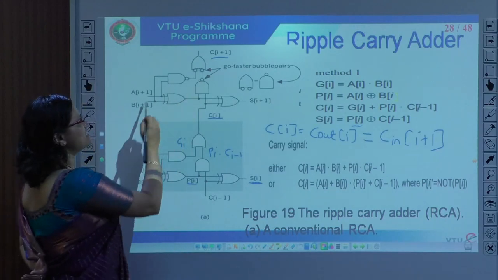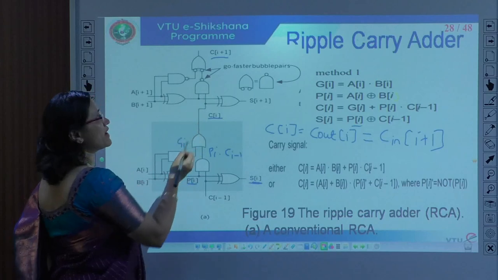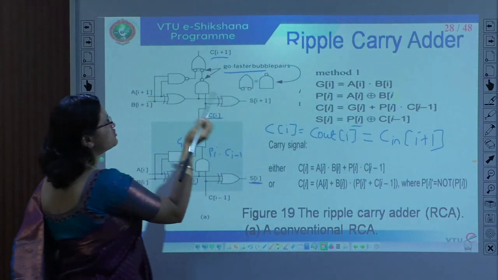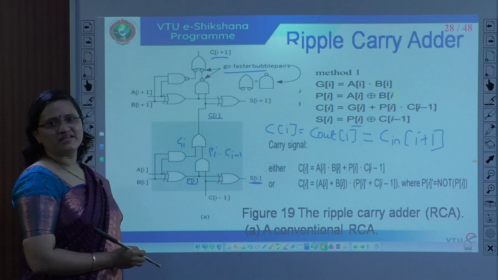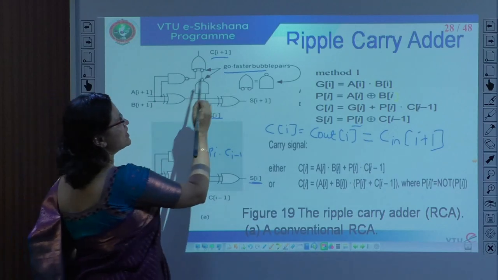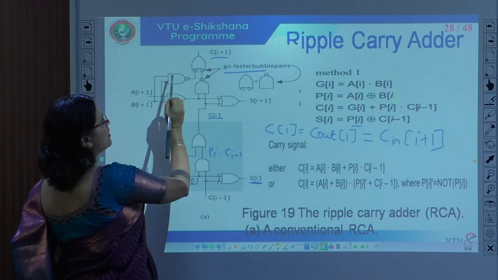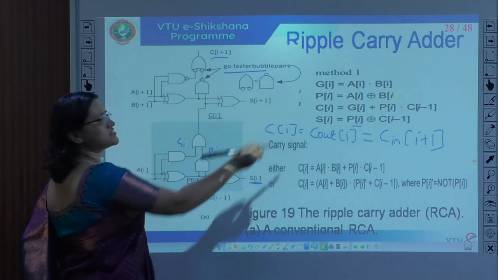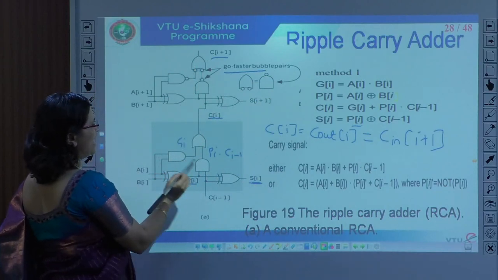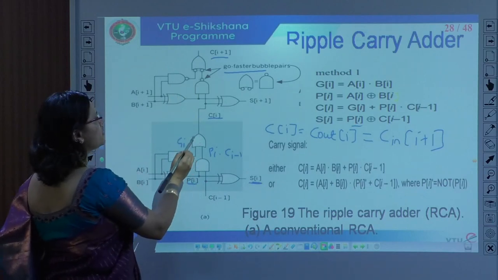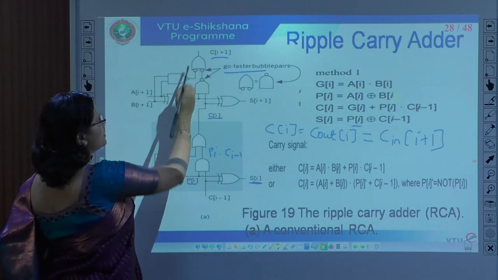Now you can see the second stage here. We can reduce the delay by adding a pair of go-faster bubbles, changing the AND and OR gates into fast 2-input NAND gates. That is how it has been realized here. Wherever an AND gate is there, it is replaced with NAND, and wherever OR is there, it is replaced using De Morgan's theorem. So this can also be converted into NAND only.